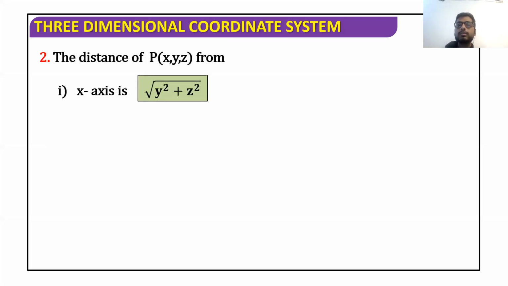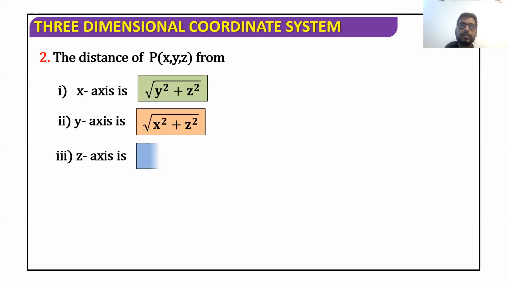Distance of a point from the x-axis. We are going to check the distance from the x-axis, so its x coordinate is going to be 0 at that time. Therefore, the distance is going to be under root of y square plus z square. If you want to check the distance from the y-axis, at that time its y coordinate won't be there. The distance is going to be under root x square plus z square. If you want distance from the z-axis, the formula is going to be under root of x square plus y square. So these are your formulas. The distance of a point from the x-axis would be under root y square plus z square.